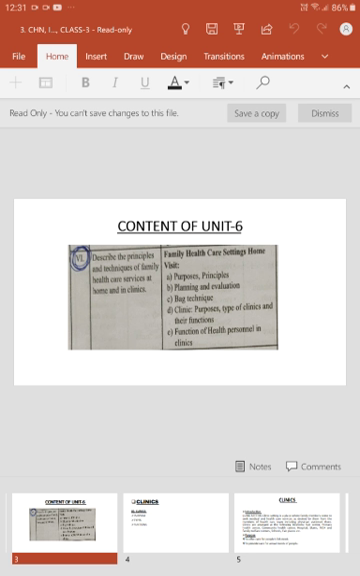So I hope you understood this topic. Go through the first section and the A section: what is home visit, what is the purpose, principles, planning, evaluation, and what is the bag technique, along with this one. So this unit has finished. I hope you understood. If you have any doubt, miss, you can ask me personally. Thank you.